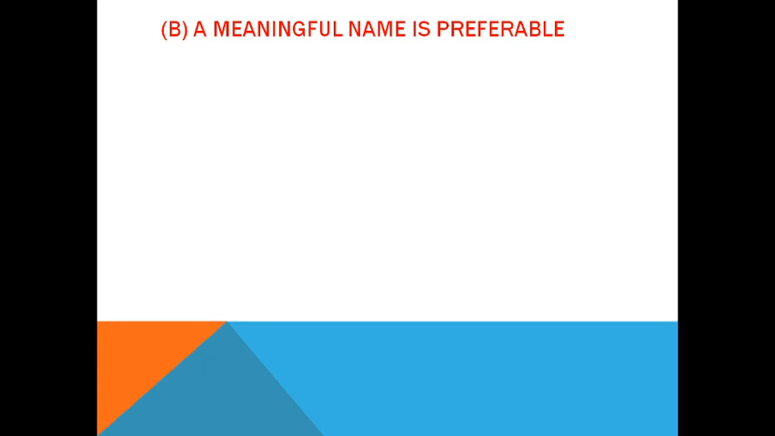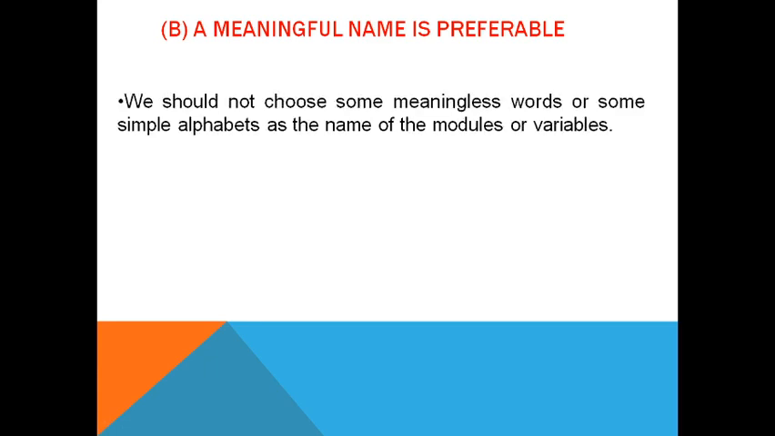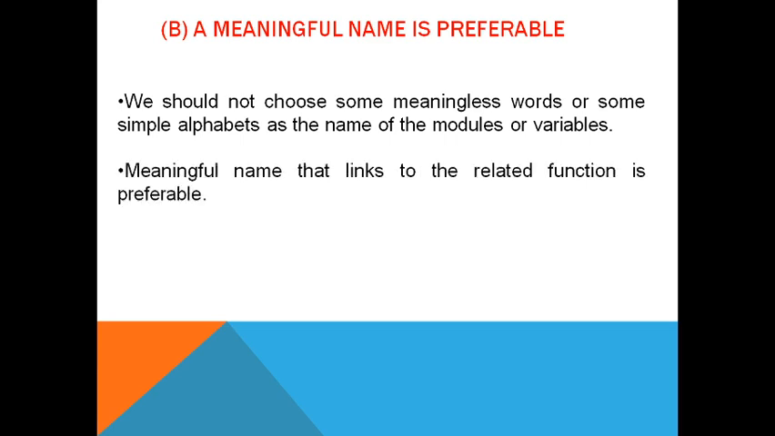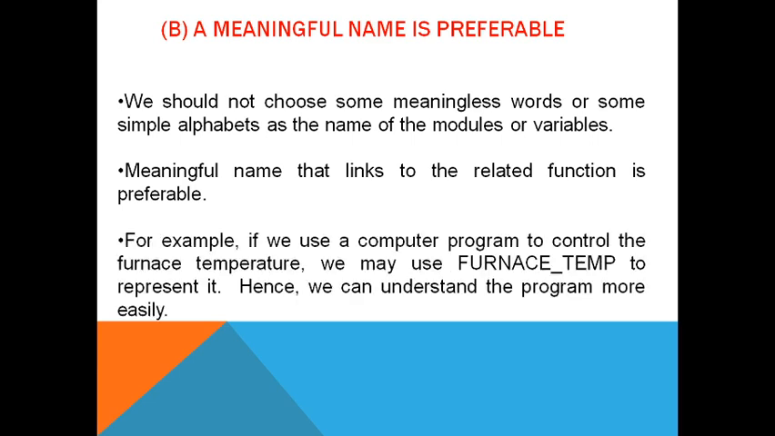When composing a program, we should not choose some meaningless word or simple alphabet as the name of a module or variable. This will make the program relatively hard to understand, and also it would be difficult for later modification of the program. So a meaningful name that links to the related function is preferable. For example, if we use a computer program to control the furnace temperature, we may use furnace underscore temp to represent it. Hence, we can understand the program more easily.